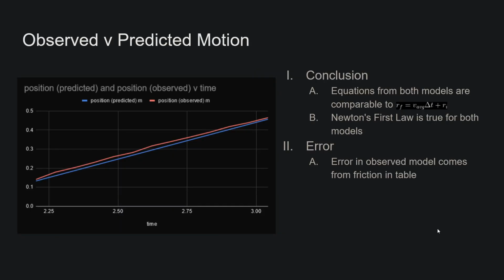As shown here, the observed motion versus the predicted motion. The predicted motion is the line in blue, and the observed motion is the line in red. Our conclusion shows that both equations are comparable to the position update formula, and that Newton's first law is true for both models. However, as you notice in the observed motion, there is a little bit of error, but that comes from the friction in the table and possibly air resistance as well.